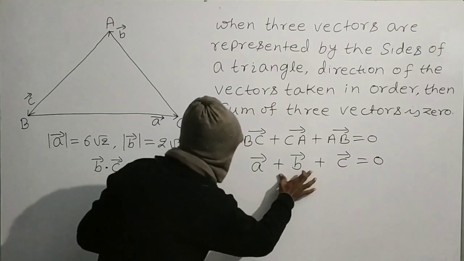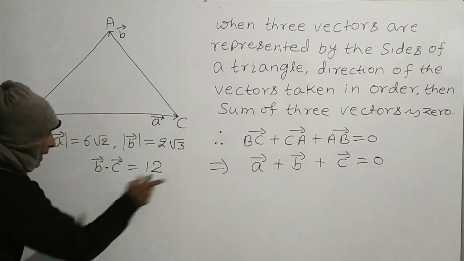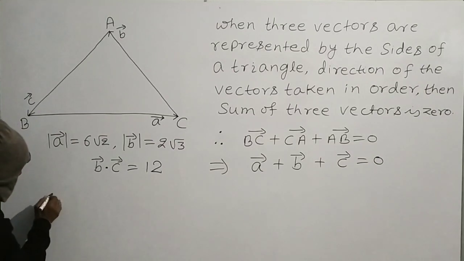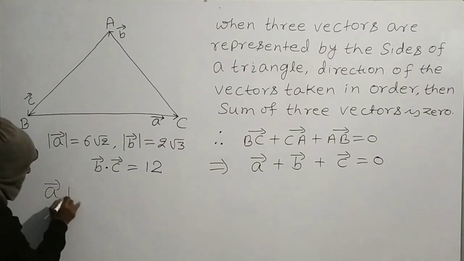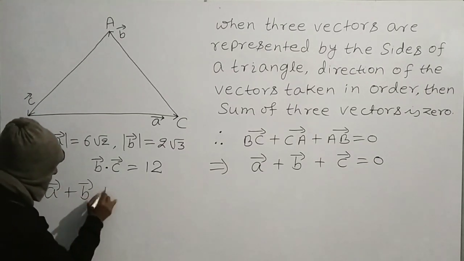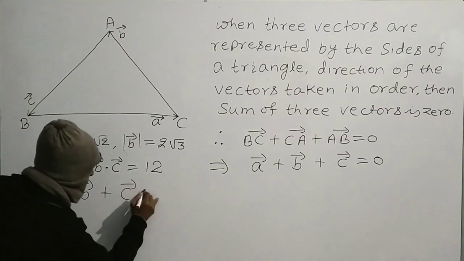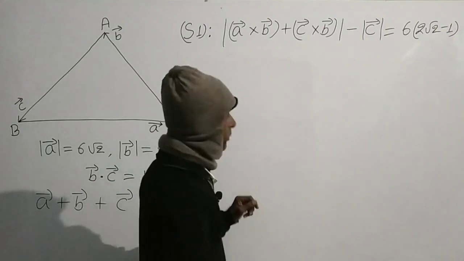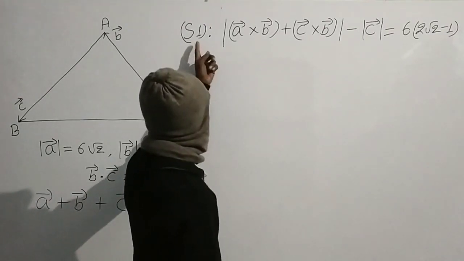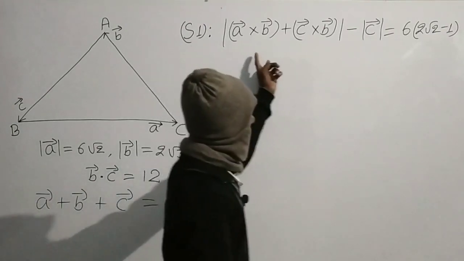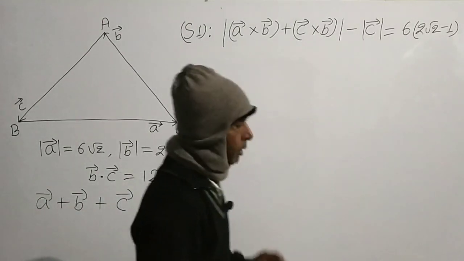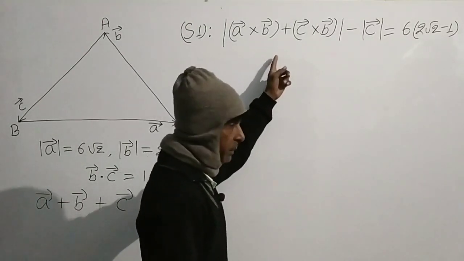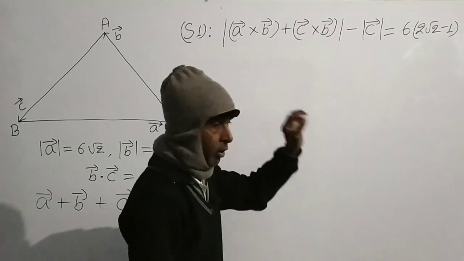We note this result here. Vector A plus vector B plus vector C is equal to 0. In the question, statement 1 is this. We have to find out whether this statement is correct or not correct.